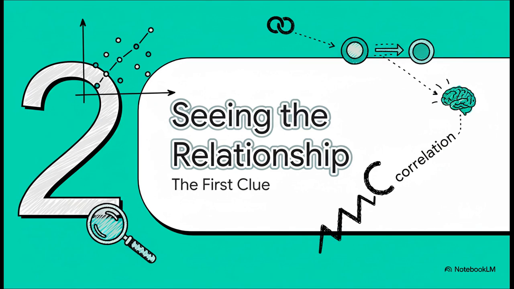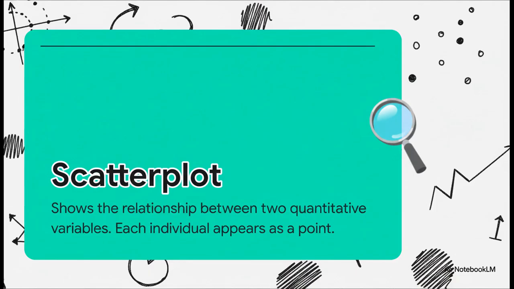Okay, so we've identified our variables, but how do we actually see if they're connected? This brings us to the first and, honestly, most important tool in our kit. Let's build our case by actually looking at the evidence. And this right here, this is a scatter plot. It's basically the data detective's number one tool, their magnifying glass.